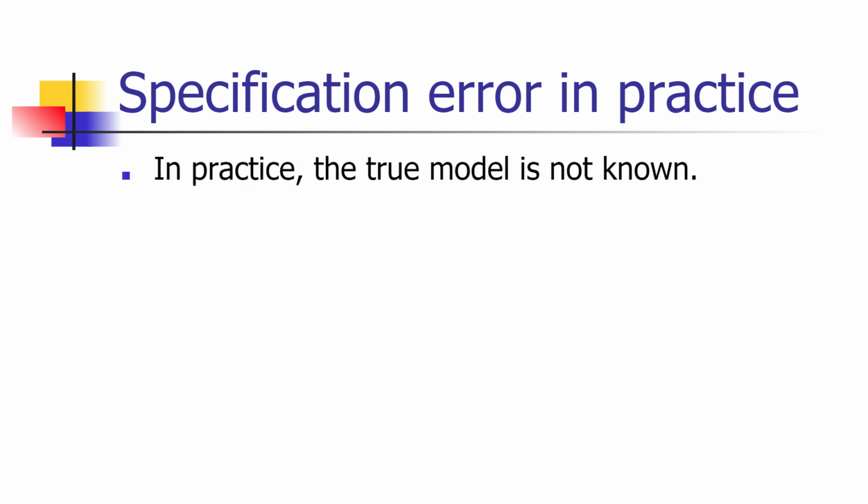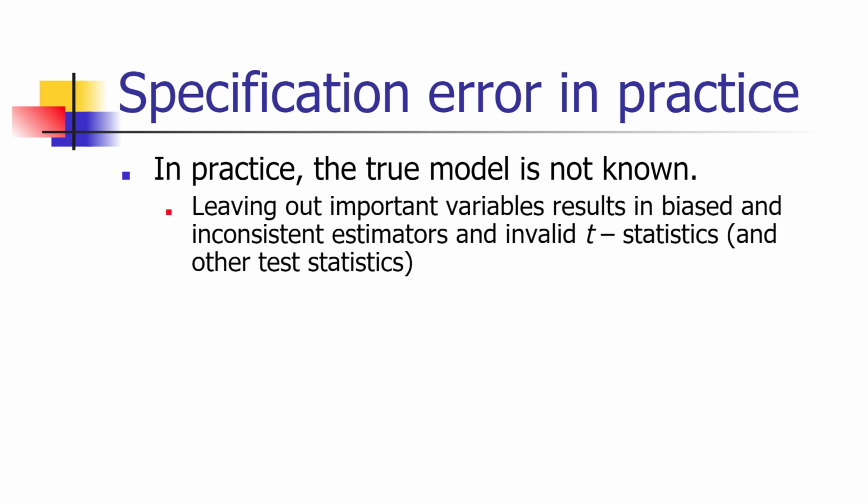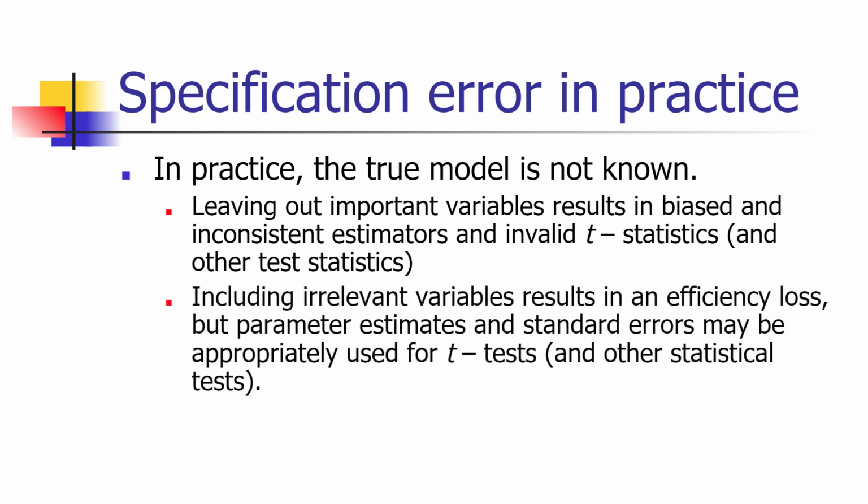In practice, you don't know what the true model is. And as you work on your first econometric project, you don't know whether to include variables or not. When weighing the cost of including variables that are irrelevant or excluding potentially relevant variables, we should remember that leaving out important variables results in biased and inconsistent estimates and invalid t-statistics and all of the test statistics. So the cost of leaving out variables that may belong is really, really high, and it may mean that your model is completely invalid. Alternatively, if you include variables that are irrelevant, you may have somewhat less precise estimators, there's an efficiency loss, but you still can perform all appropriate hypothesis tests.